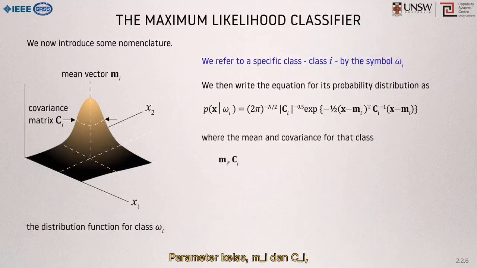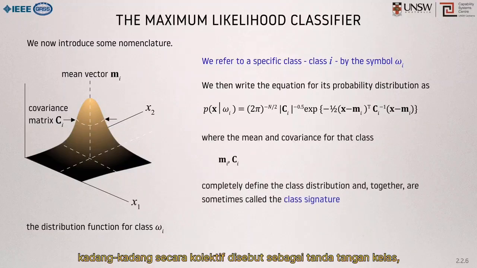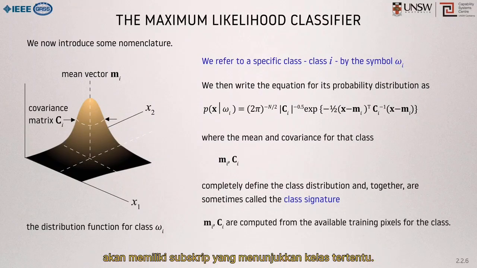And the class parameters m subscript i and C subscript i, sometimes collectively called the class signature, will have subscripts indicating the particular class. Note that if we have training data available for that class, then we can estimate values for the components of the mean vector and the covariance matrix.